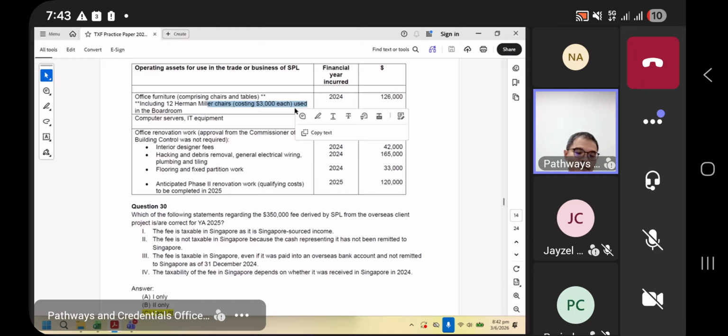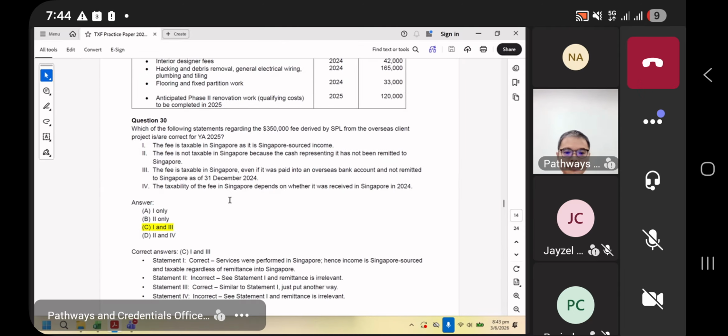The amount must be less than $5,000, number one. And number two, there is a cap at $30,000. So you know that over here, 12 chairs, each costing 3,000. If you add up the total, it's $36,000, which exceeded the cap of 30,000. So only 10 chairs will be eligible for the low value asset deduction. And for the remaining 2 chairs, you would have to claim a CA under the normal 3 years CA deduction.